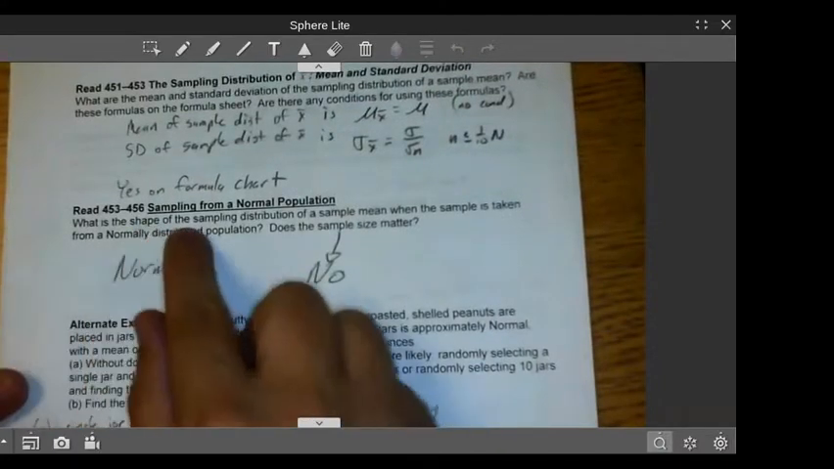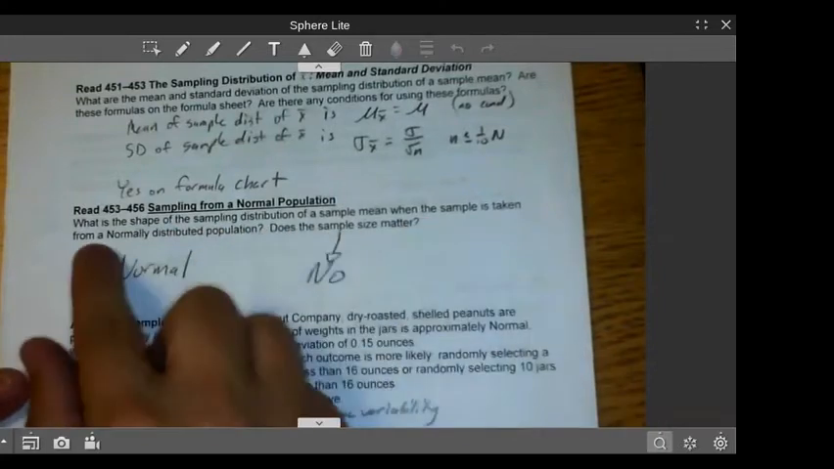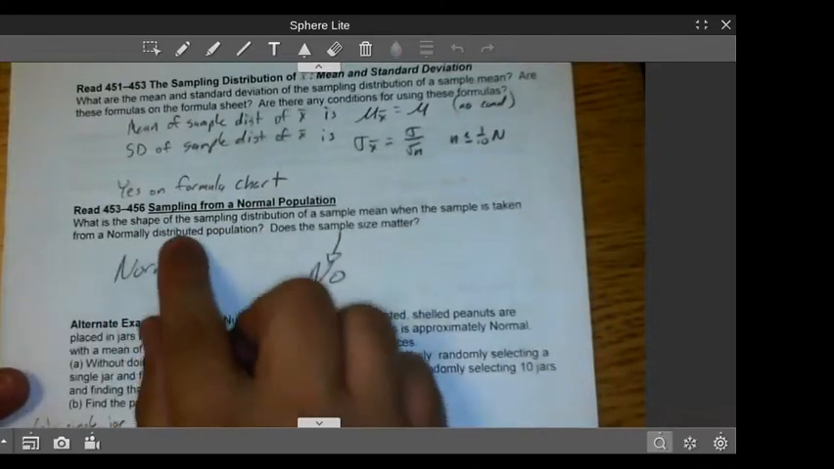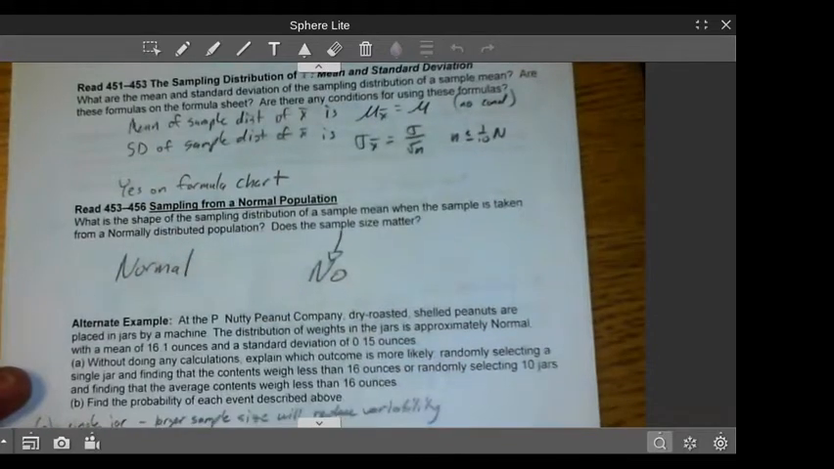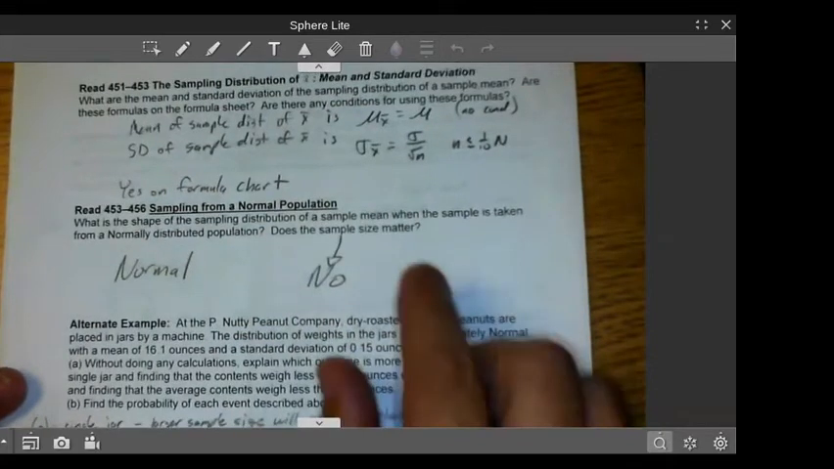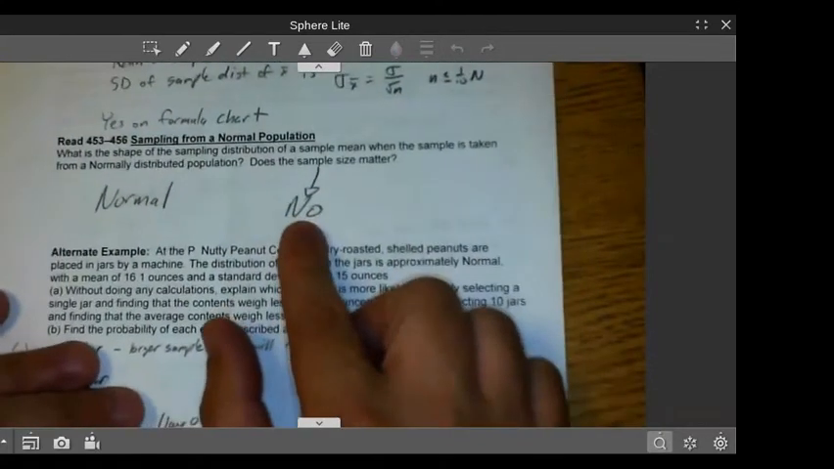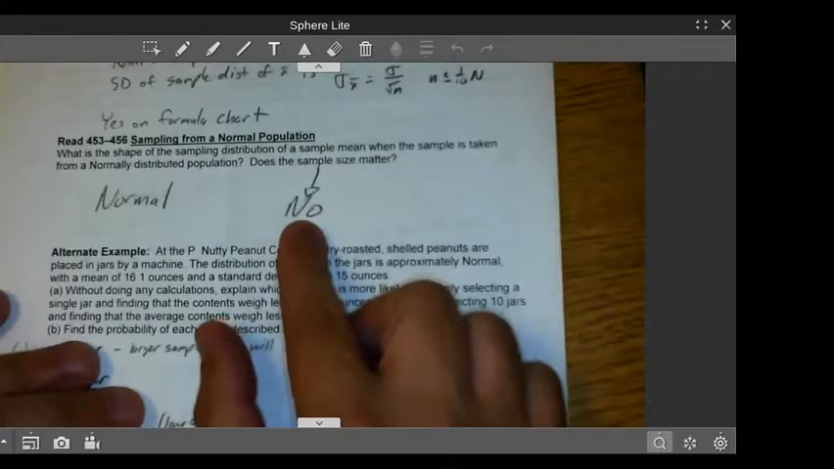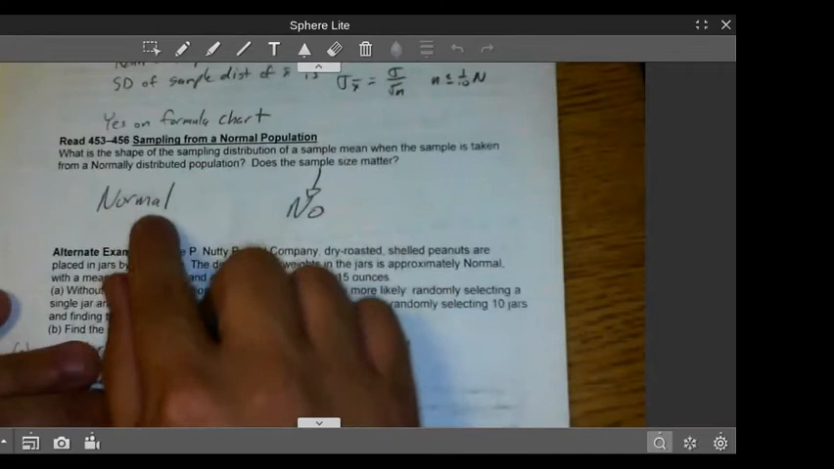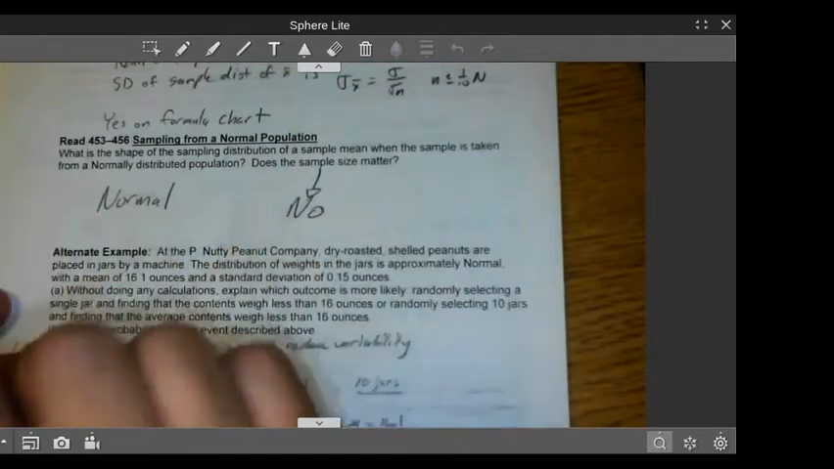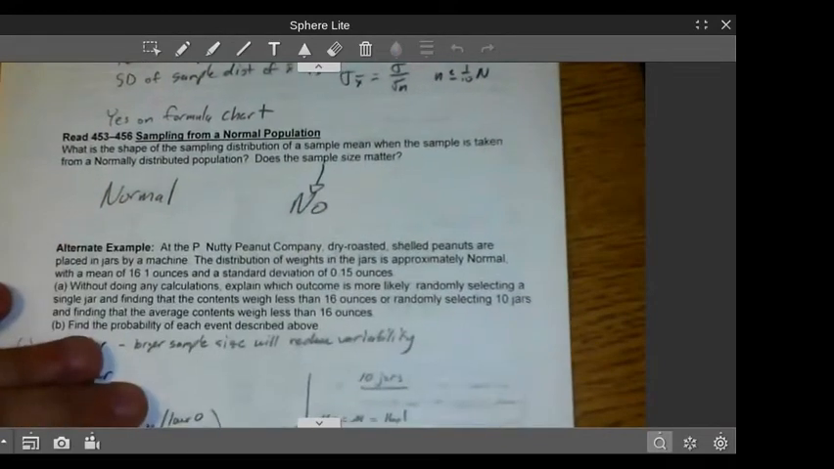What is the shape of the sampling distribution if the sample is taken from a normally distributed population? All right, if the population is normally distributed, our sampling distribution will also be normally distributed no matter what the sample size is. If it's not normally distributed in the population, we can still get the sampling distribution to be normal if the sample size is at least 30.